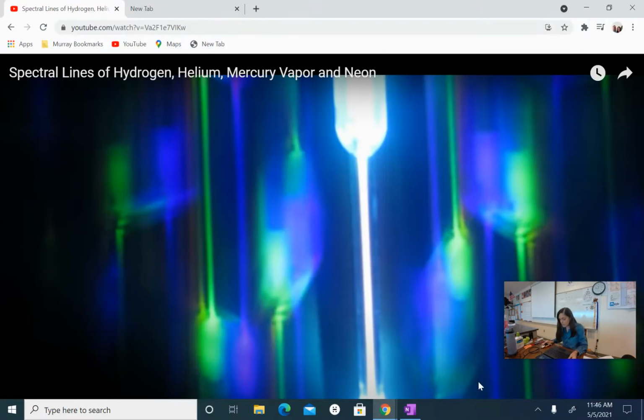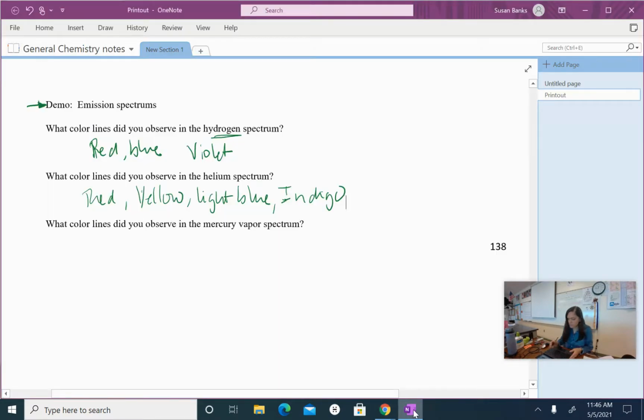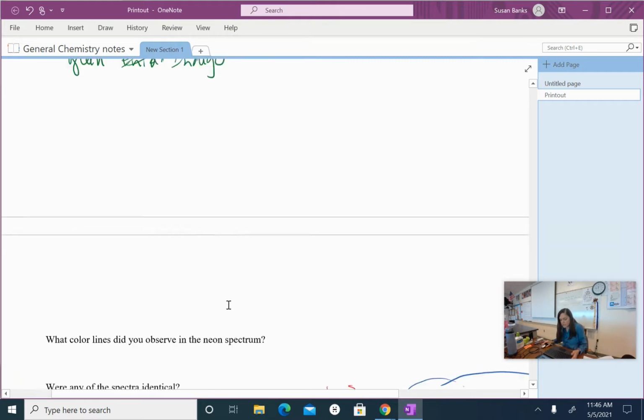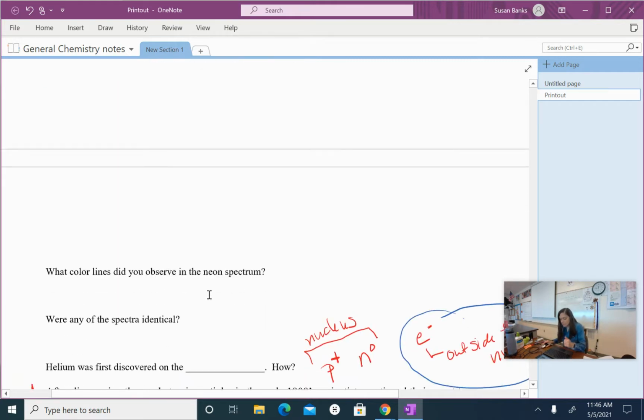So let's put that in our notes. So for mercury, we get a green line and an indigo line. I can't spell indigo. Okay. All right. And then we're going to look at neon last but not least.